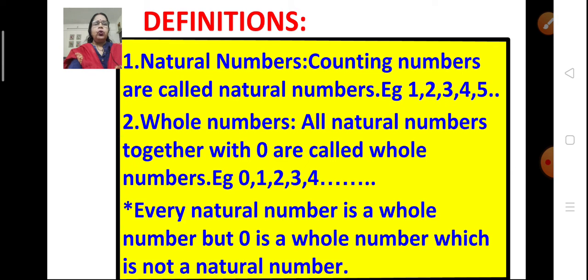And what are whole numbers? The natural numbers along with 0 are called whole numbers. Alright, so all the natural numbers are whole numbers, but all the whole numbers are not natural numbers, because natural numbers do not include 0. So natural numbers are from 1 and it goes on 1, 2, 3, 4 and so on, and whole numbers start from 0, 0, 1, 2, 3, 4 like that.